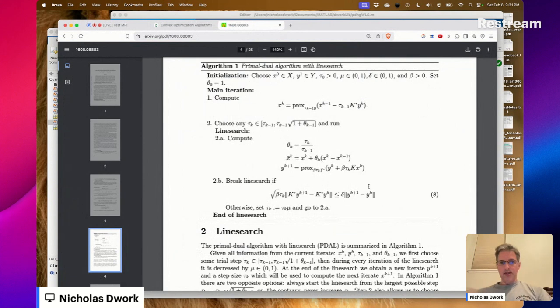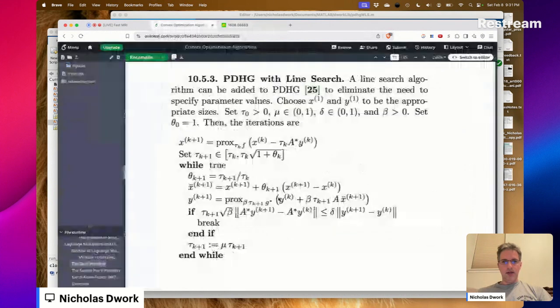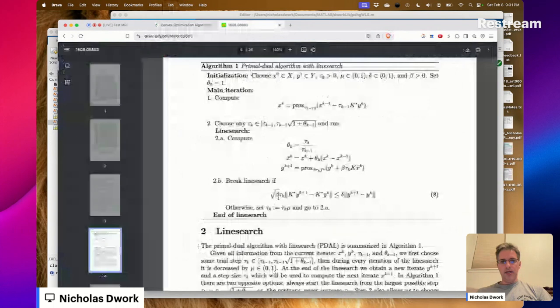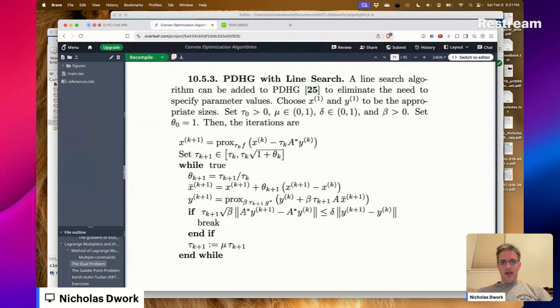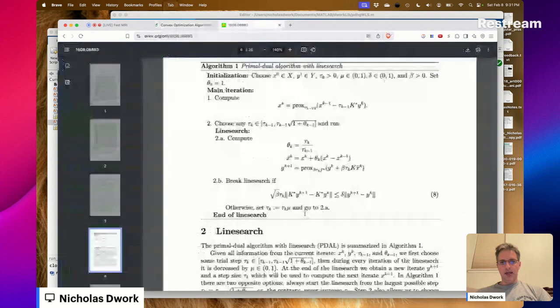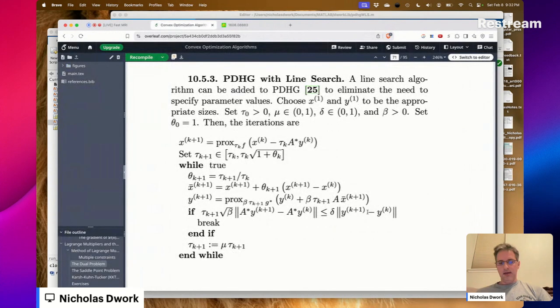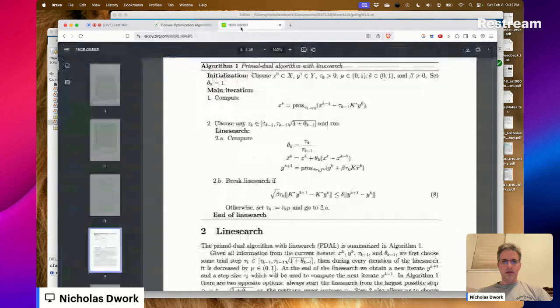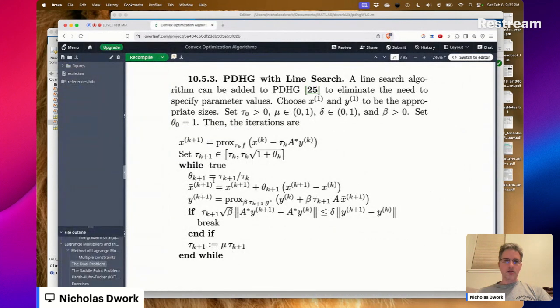Break line search if this is true: square root of beta tau k times the norm of A star times yk plus 1 minus yk, less than or equal to delta times the norm of yk plus 1 minus yk. That seems to be what it's doing. Okay.